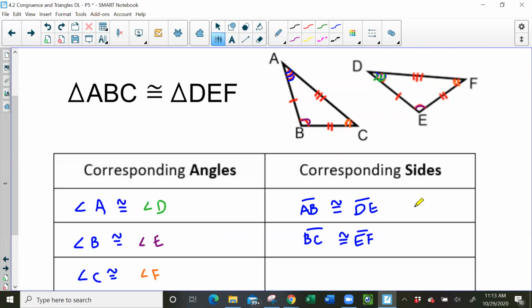Thank you for the people who are putting that in the chat. I appreciate that. Then the last one has 3 tick marks.